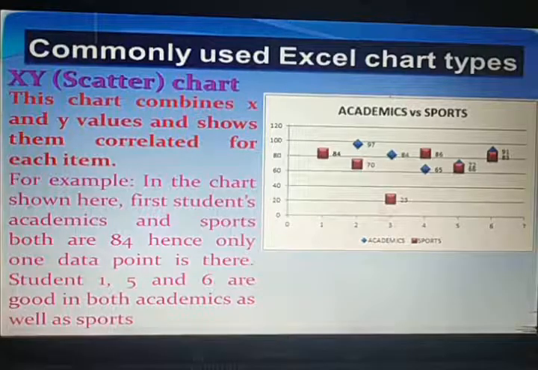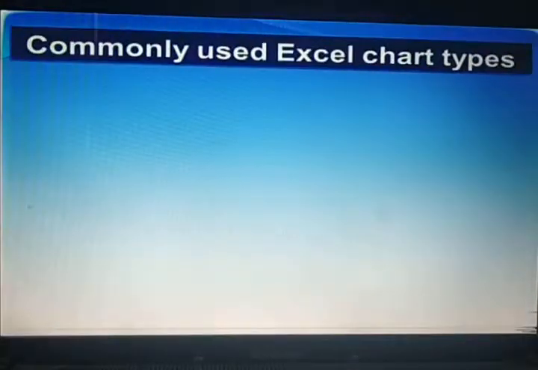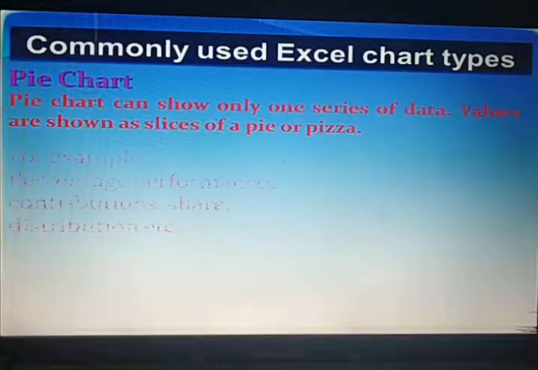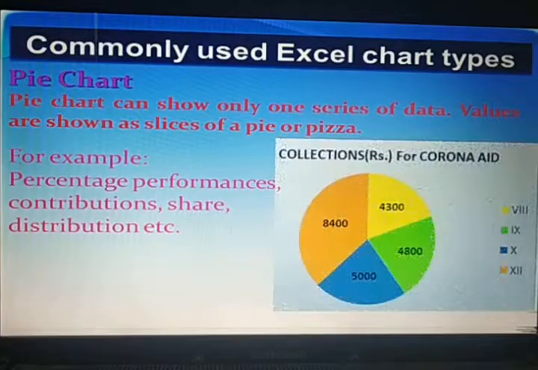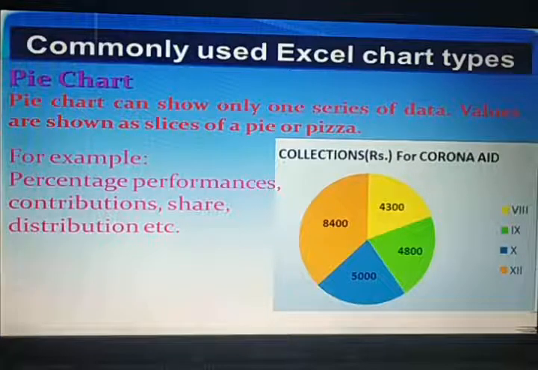The next one, pie chart. A pie chart can show only one series of data. Values are shown as slices of a pie or pizza. It is useful to show percentage or parts of a whole. For example, percentage performances, contributions, collection, share, distribution, etc. In the chart shown here, the percentage contribution to the whole collection is highest by class 12.